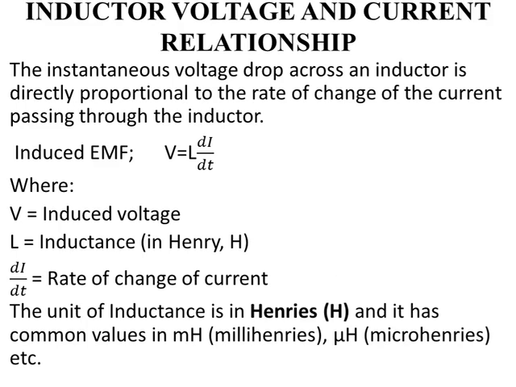So we move on. We have the inductor voltage and current relationship. The voltage across an inductor is directly proportional to the time rate of change of current through that inductor. That is why we have VL, the voltage across the inductor. Remember, L stands for the inductance. So VL is proportional to di/dt.